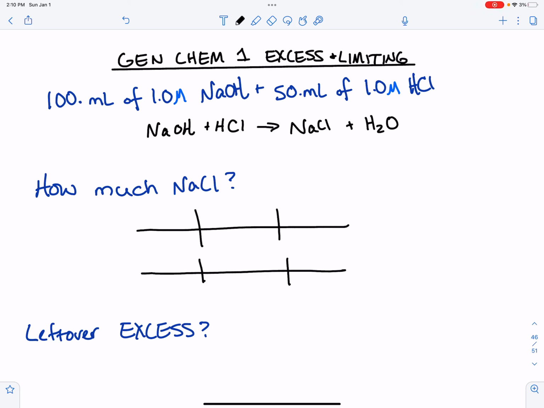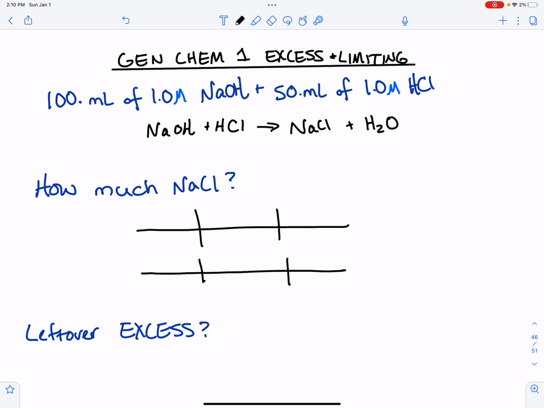So I'm going to show the old way of, in Gen Chem 1, how you go about figuring out the excess and the limiting reactant. But what I want you to know is why it's so useful and such a great tool to use an ICF chart instead. And that's what's coming up.